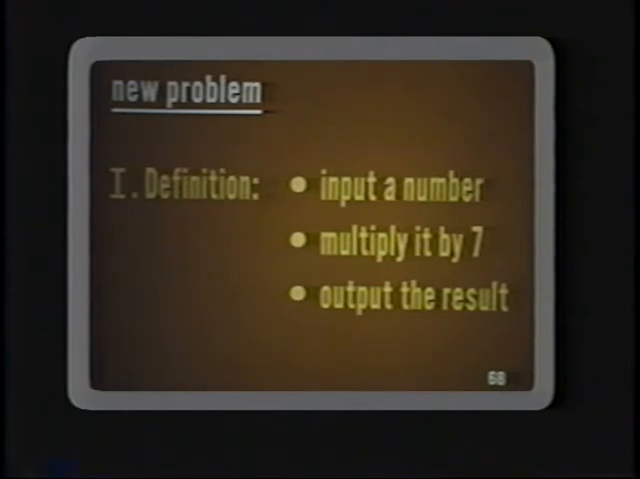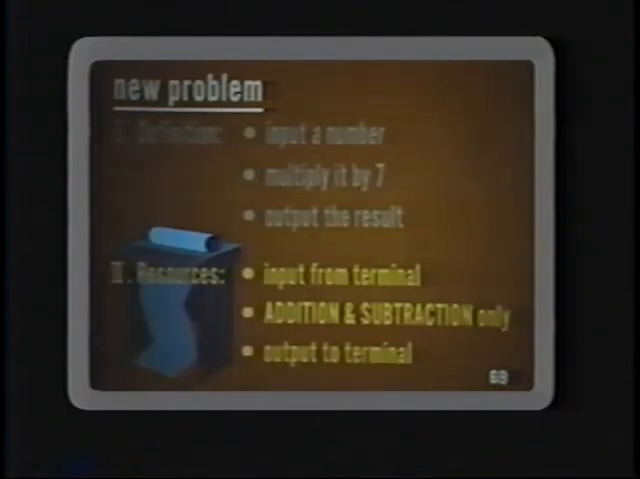Now let's consider a new problem, which is similar to the last one, but includes input and output. Consider the task of inputting a number, multiplying it by 7, and outputting the result. And suppose that the input will come from a typewriter-like input-output device called a terminal, that addition and subtraction are the available operations, and that the result is to be output to a terminal. How can the flowchart on the left be modified to solve this new problem?